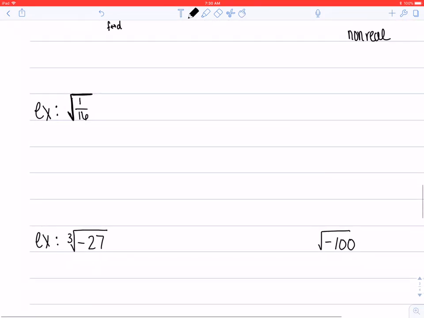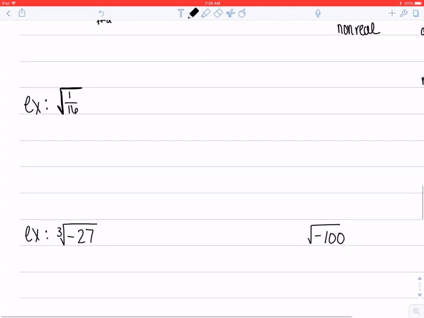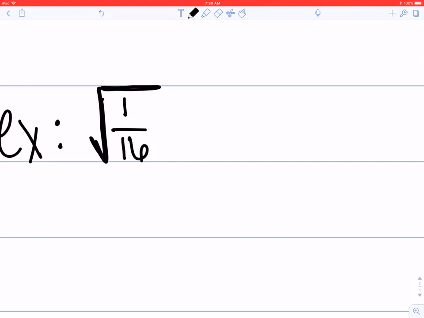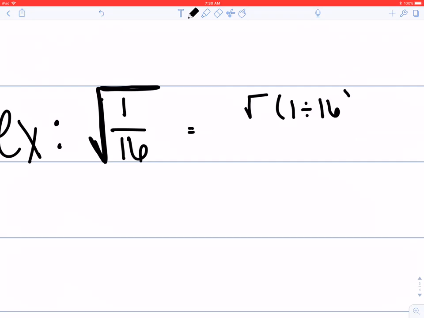Alright, so my last two examples are just kind of some straightforward computational. So the square root of 1 over 16. This is just some number, so the easiest way is going to be to put this in my calculator. The way I would is the square root key, parenthesis 1 divided by 16, close parenthesis. And we'll learn a property as to how to actually do this in our head.